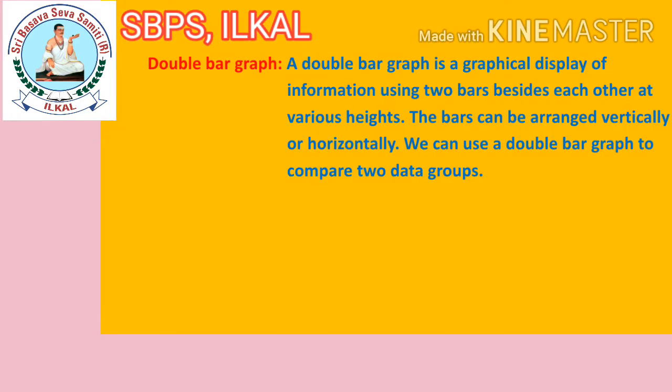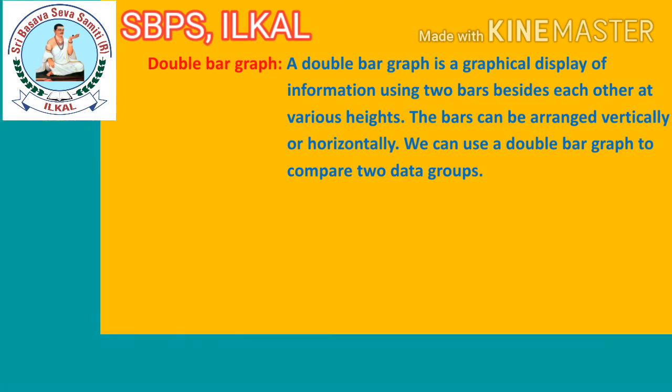Next word, double bar graph. A double bar graph is a graphical display of information using two bars beside each other at various heights. The bars can be arranged vertically or horizontally. We can use a double bar graph to compare two data groups.